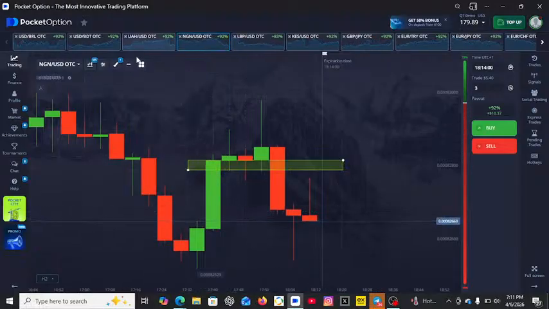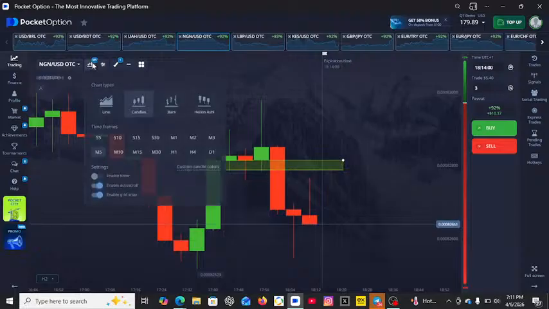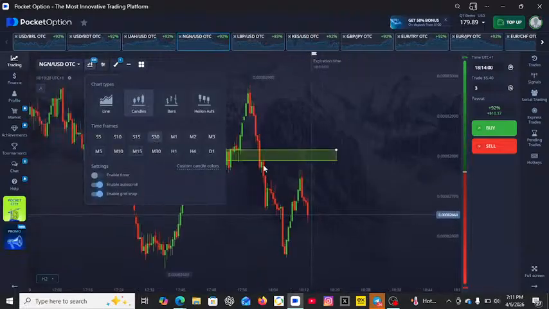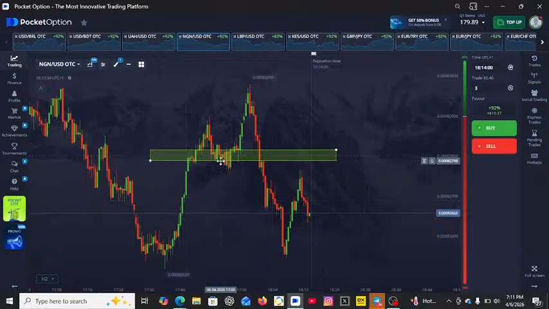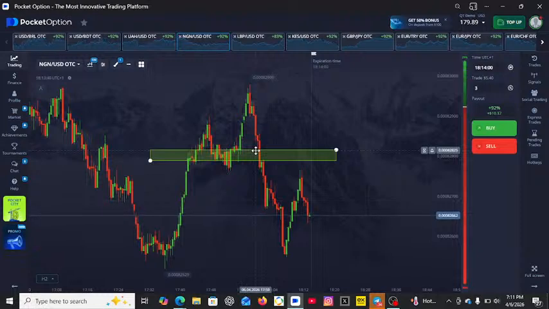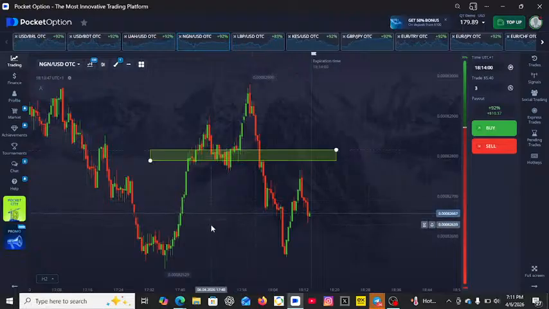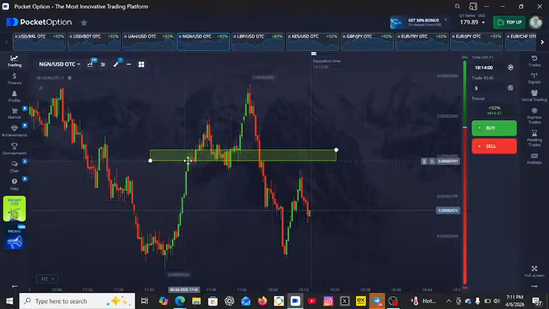Okay, so let's go to the lower time frame, like 30 seconds down to the 15 seconds, and we'll look for setups. Okay, here we can see there's a demand here. This is what made the price react from this level. So let me mark it out with a rectangle.